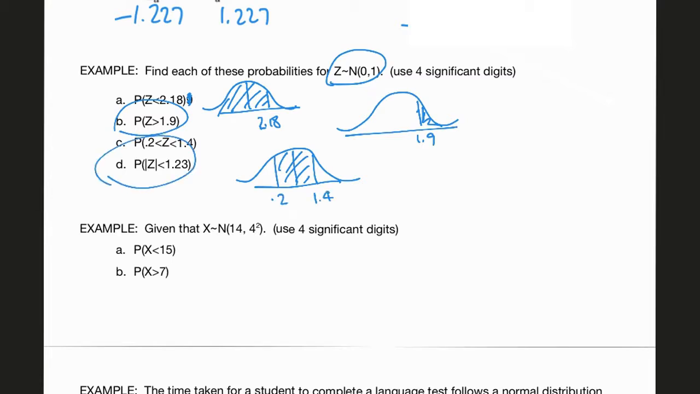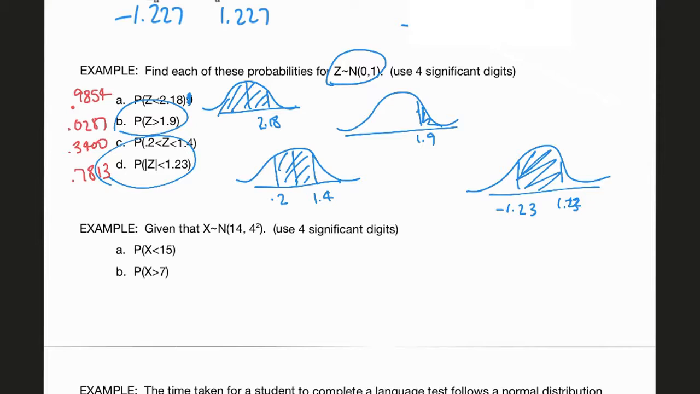And then for D, the absolute value is going to be less. So here's the picture for D. This would be negative 1.23, and this would be positive 1.23, and that's the area. Okay, so I'm going to let you guys do those on your calculator, and I'm going to put the answers up.